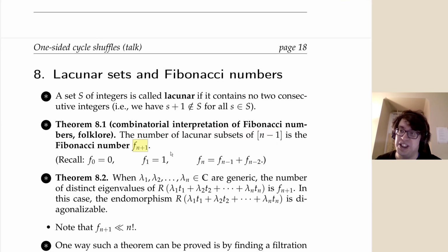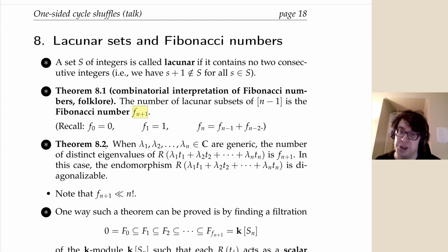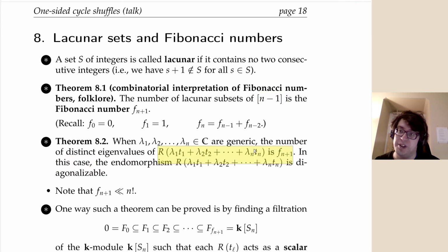So how do Fibonacci numbers come into play here? Well, maybe you will see at the end, but at this point, I think this should be surprising. It was surprising to us. The maximum possible number of distinct eigenvalues of this linear combination of the top to somewhere to below shuffles is this Fibonacci number. Basically, there is one distinct eigenvalue for every Laconer subset of n minus 1. Sometimes these eigenvalues will coincide, but f n plus 1 is as many as it can get.